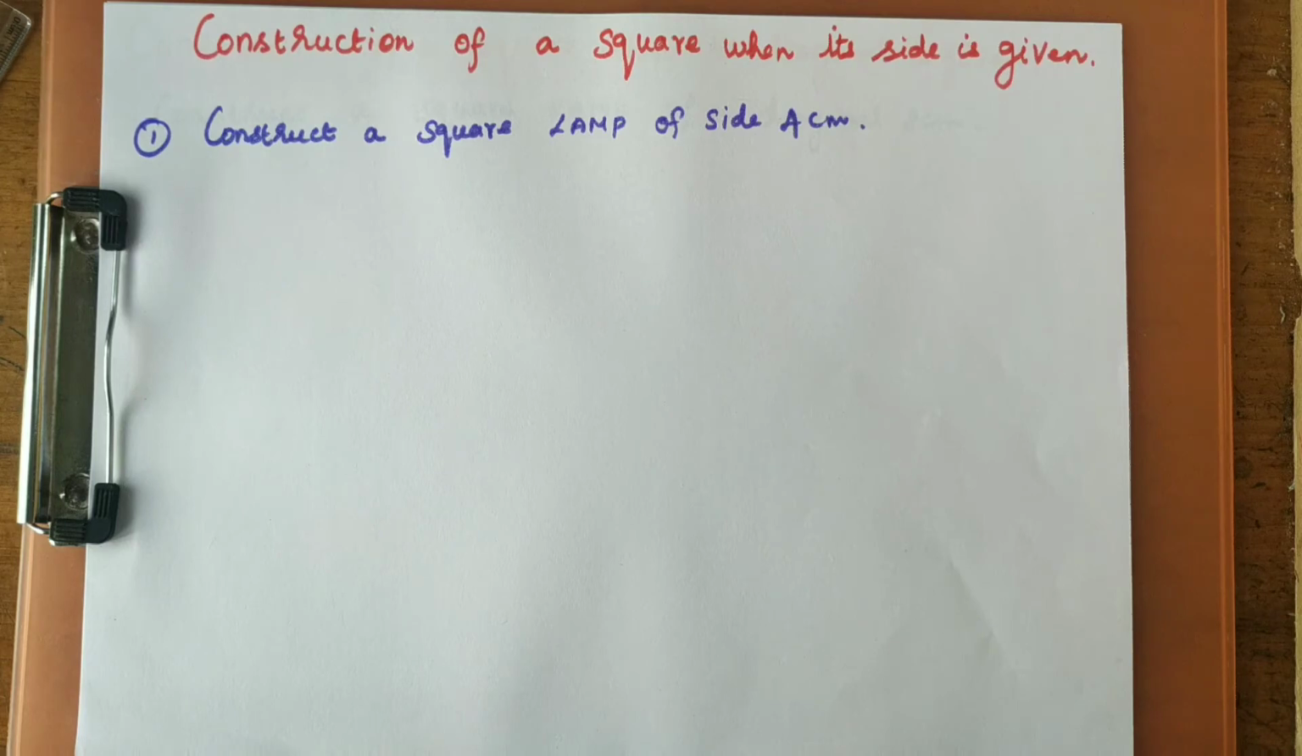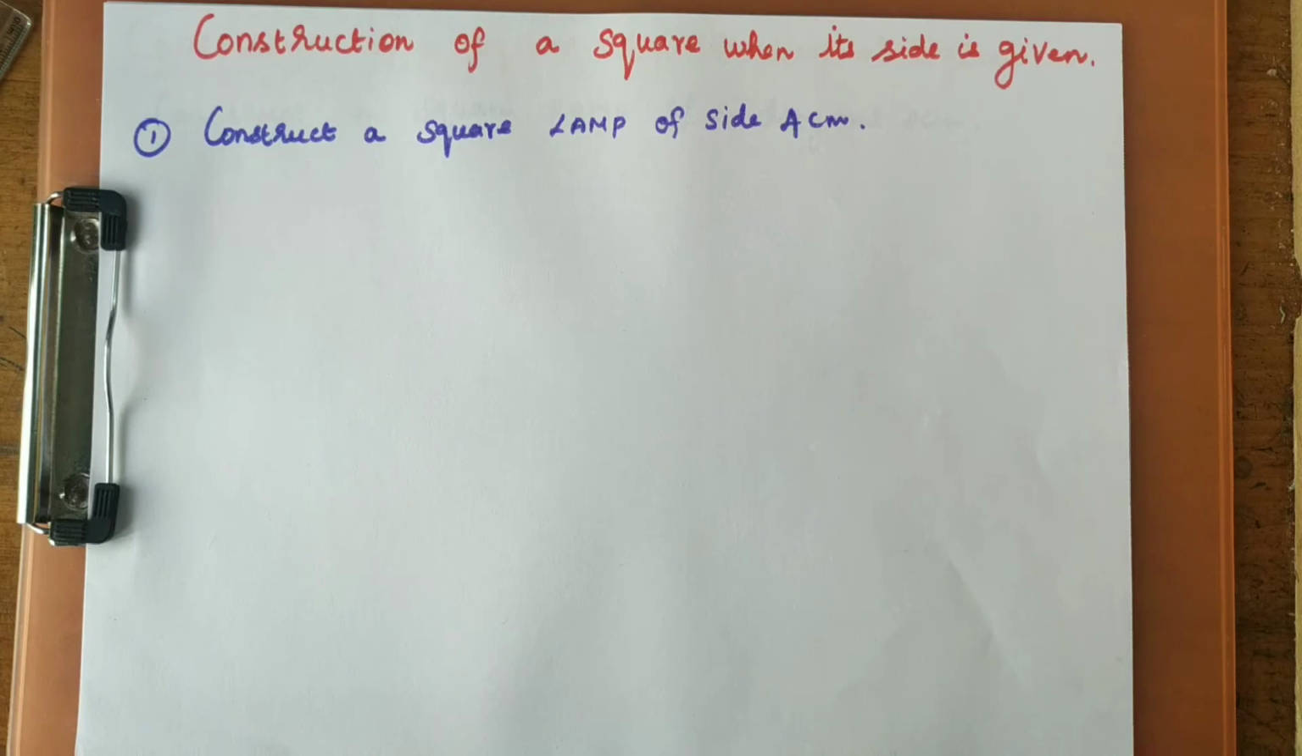Today we are going to discuss how to construct a square when one side is given. Here I have one problem: construct a square LAMP of side 4 centimeter. This is the given question.